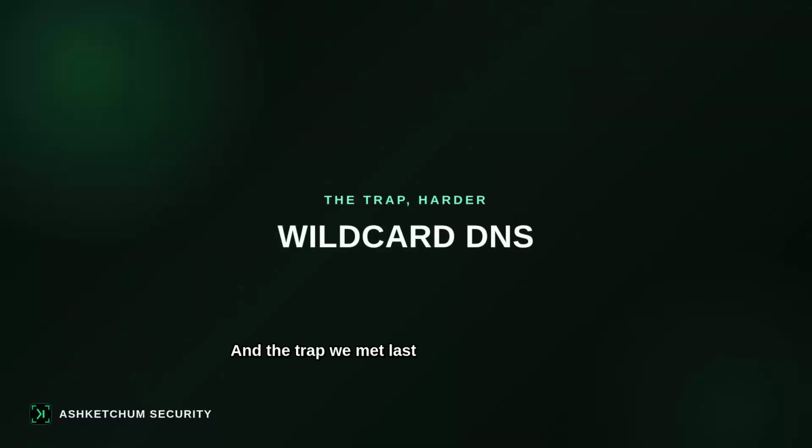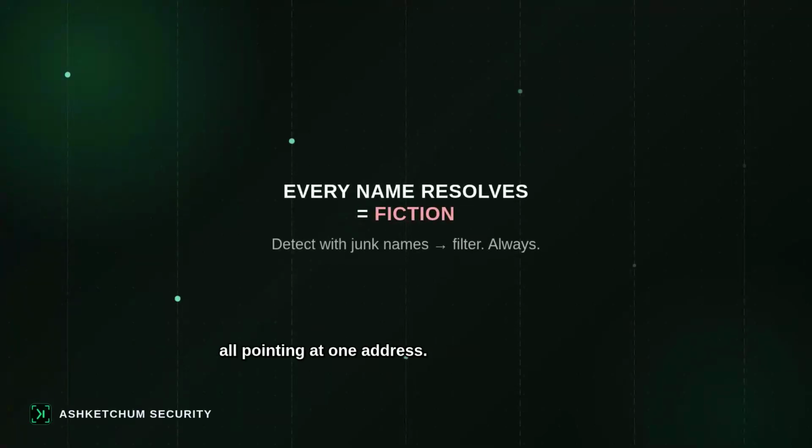And the trap we met last episode comes back here. Harder. Wildcard DNS. Some domains are configured so that every possible name resolves to the same IP on purpose. So your resolver happily confirms 10,000 subdomains that don't really exist, all pointing at one address. If you don't handle this, your beautiful live list is mostly fiction. The tools detect a wildcard by resolving a few random junk names first, seeing them return the same address, and then filtering anything that matches it. Always let your tool do wildcard filtering.